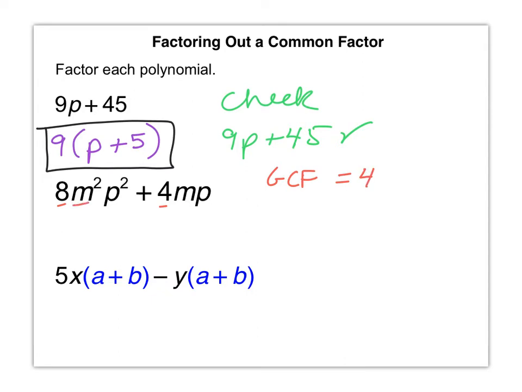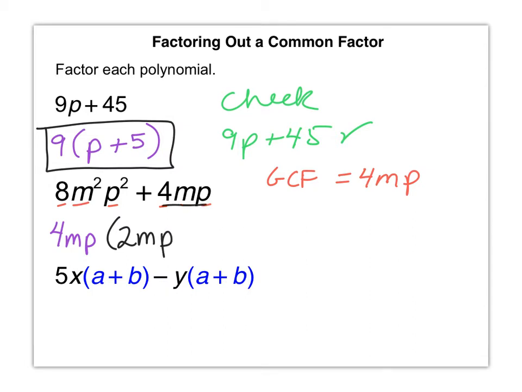Both have a variable m, so you take out the smallest exponent of m. Both have the variable p. So the greatest common factor is 4mp. If we take out 4mp from both of those terms, we end up dividing 8m squared p squared by 4mp. 8 divided by 4 is 2. M squared divided by m is m. P squared divided by p is p.